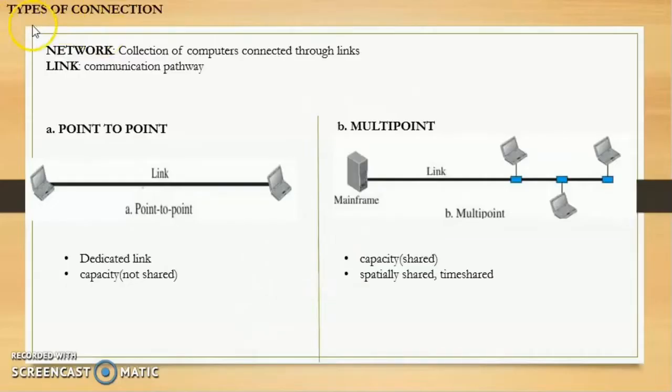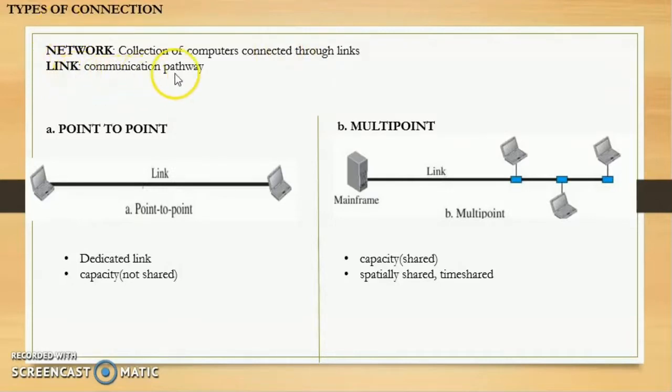Let us see the types of connections in a computer network. Before we see the types of connection, we will see what is a network. A network basically is a collection of computers, or we can say it is a group of computers which are connected through some kind of a link. The reason the computers are connected is so that they can share some data or exchange some resources with one another. Next, let us see what is a link.